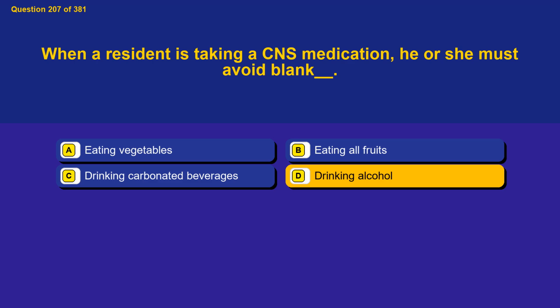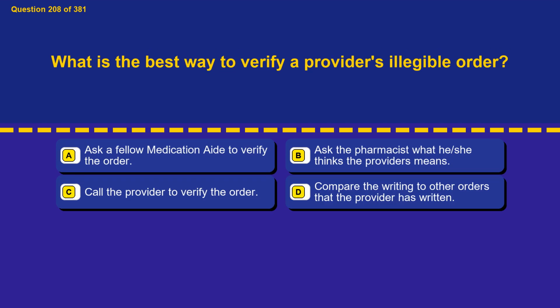The correct answer is option D, drinking alcohol. Question 208. What is the best way to verify a provider's illegible order? Option A, ask a fellow medication aide to verify the order. Option B, ask the pharmacist what he/she thinks the provider means. Option C, call the provider to verify the order. Option D, compare the writing to other orders that the provider has written.